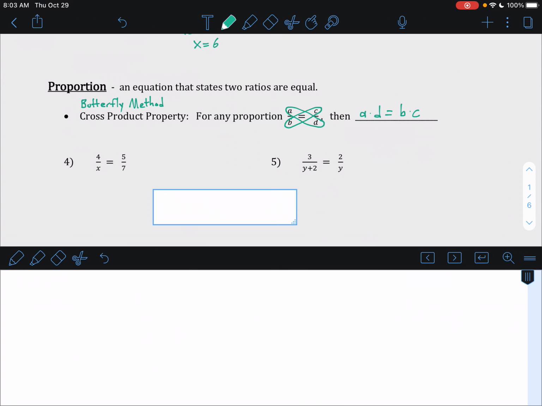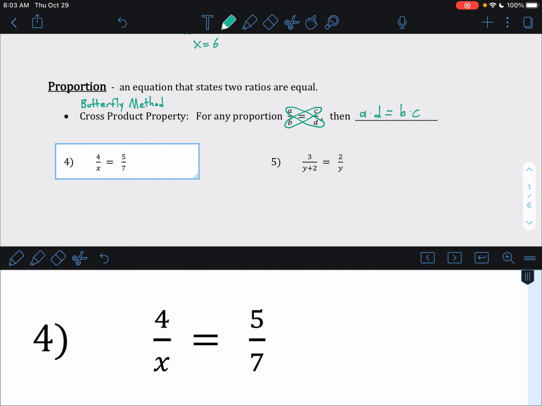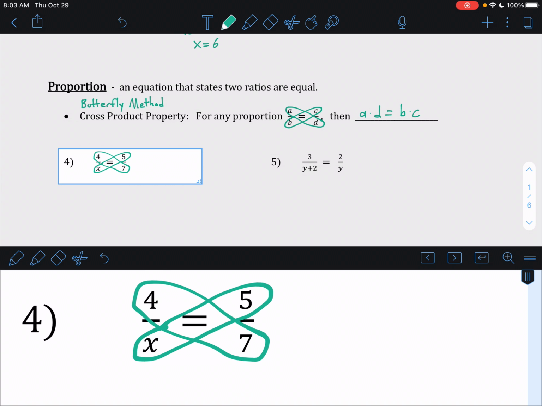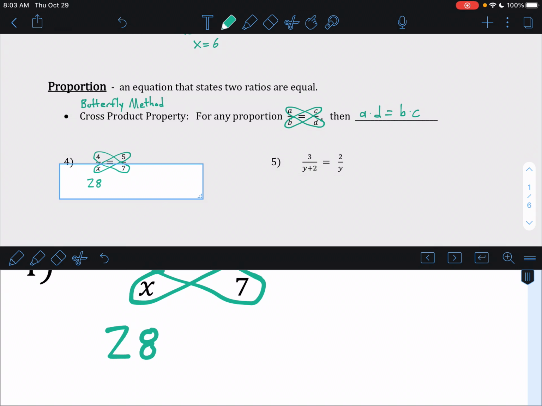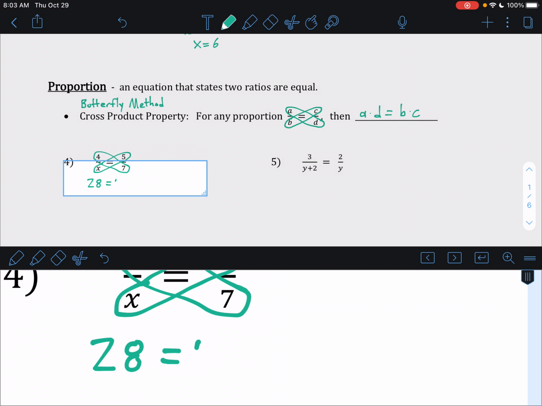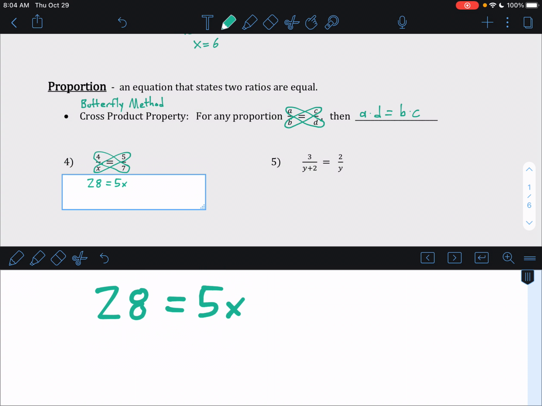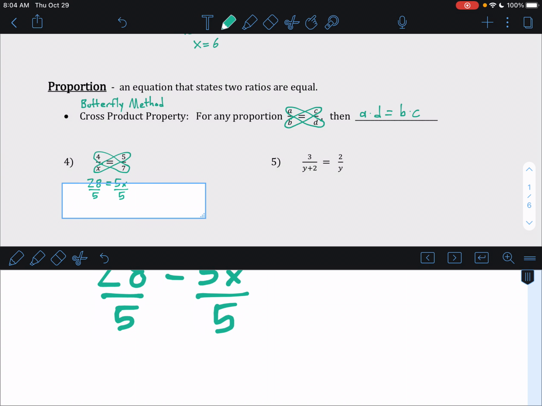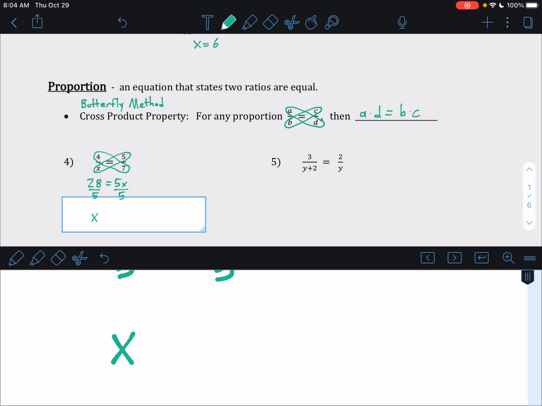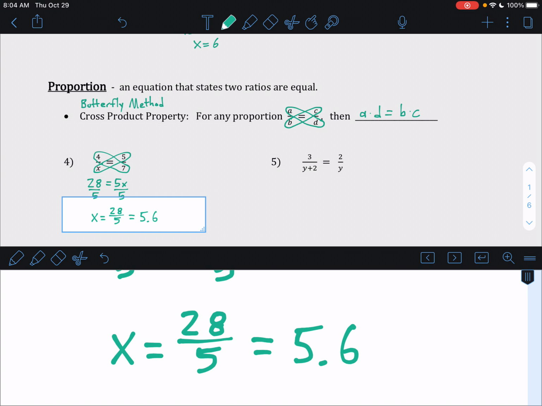Okay, so let's look at some problems here. So I'm going to multiply these two numbers together and then these two. So 4 times 7 gives me 28. X times 5 gives me 5x. I divide both sides by 5. And if you do this, you're going to get a decimal. So we can either just say x equals 28 over 5, or we could say x equals 5.6, which is the decimal you would get.